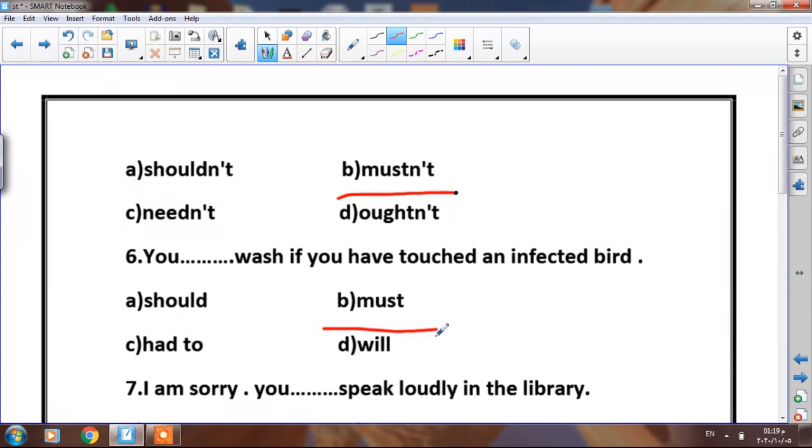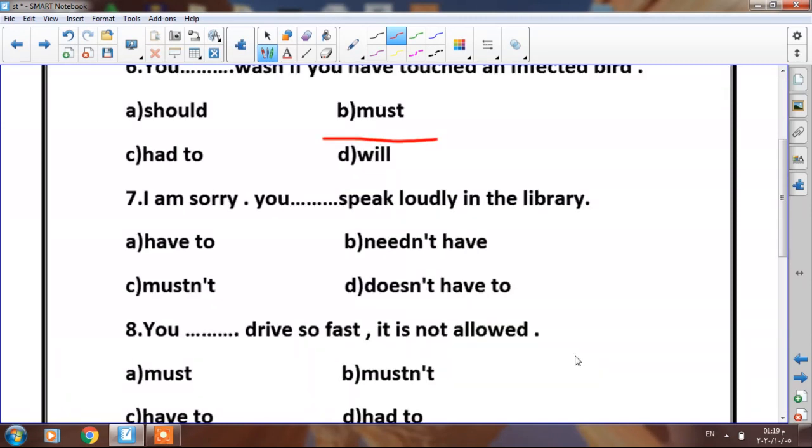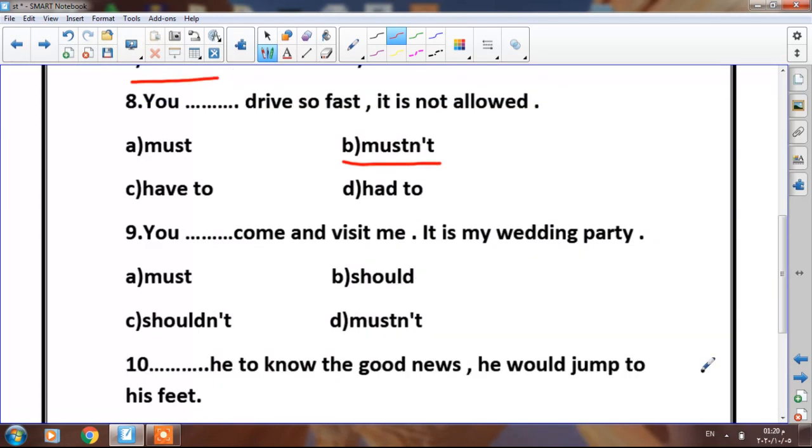Number seven. I'm sorry, you mustn't speak loudly in the library. Of course here it is quiet in the library, so you mustn't speak loudly. It's not allowed, it's forbidden, it's banned as we said before. Number eight. You mustn't drive so fast, it's not allowed. So again, you mustn't. Number nine. You must come and visit me. It's my wedding party.